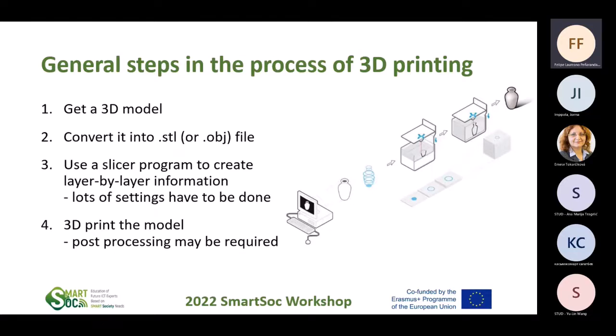Going back to the general steps. So first, to get a 3D model, then to convert it, generally into an STL file, then you have to use a slicer program, because as you can see in our 3D printer, the main technology is about that you would like to print your object layer by layer. So the 3D printer needs information where to put the layer, where to put material in each layer. So the slicer program's main activity is to generate a special file format which contains this information where to put the material in each layer.